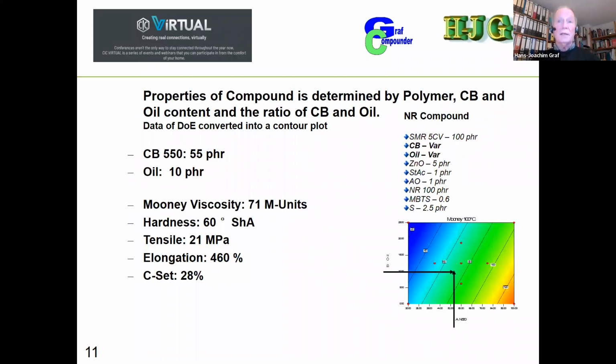So how does that work? You see here an example taken from the old compounding table. You have a simple compound, and you do a carbon black oil variation. When you decide on 55 phr and 10 phr, then you get results: 71 Mooney, for example, or 60 Shore as a leading parameter, and a tensile in the area of 21 megapascal. And you see here in a contour plot that this is this point here.